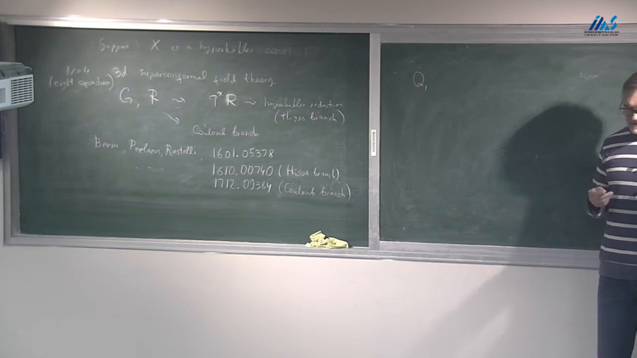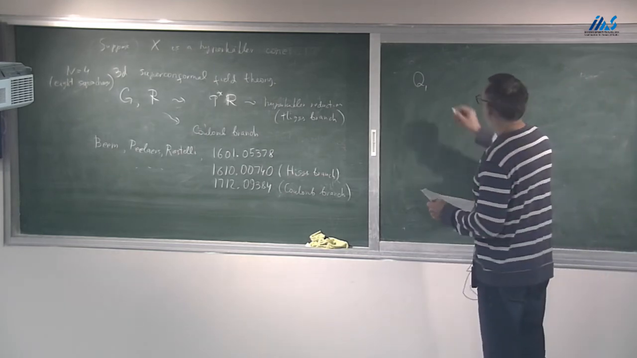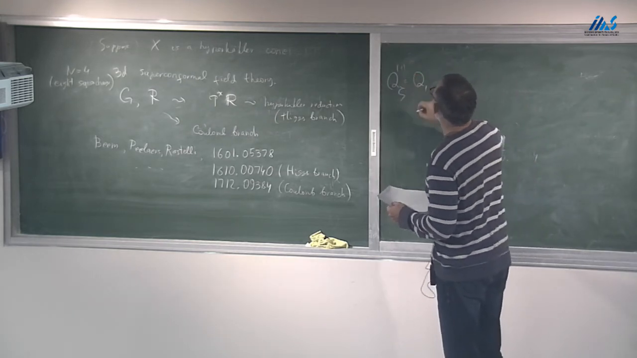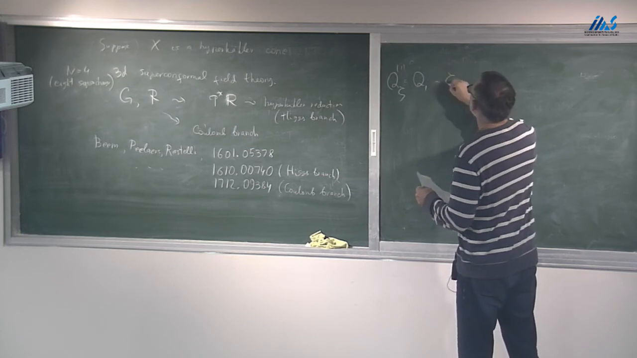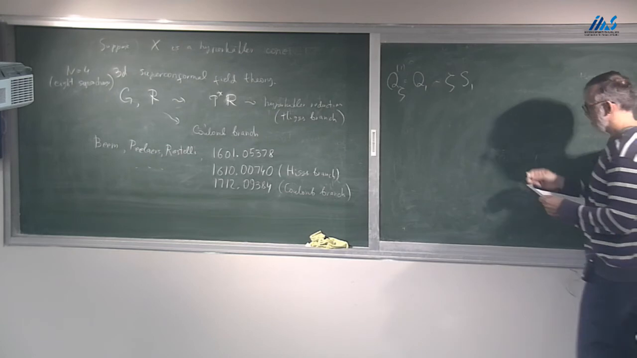But we want to do something else. We want to look at the cohomology of deformed operators. And there, we define some algebra, which is some deformation, and the deformation is like this.